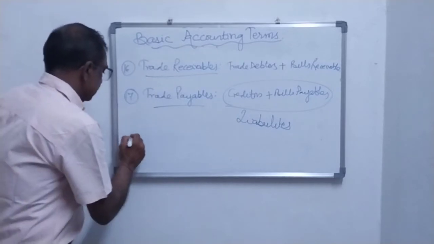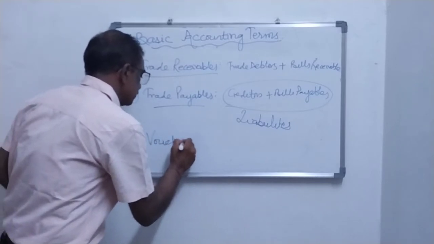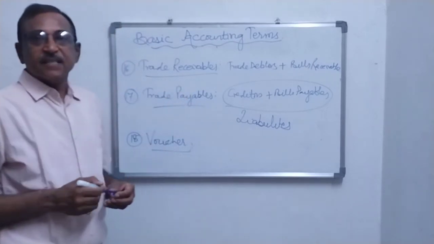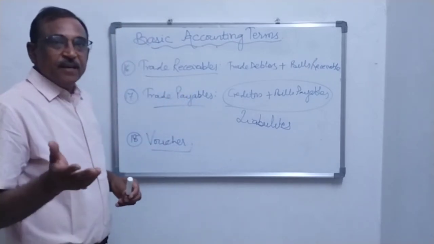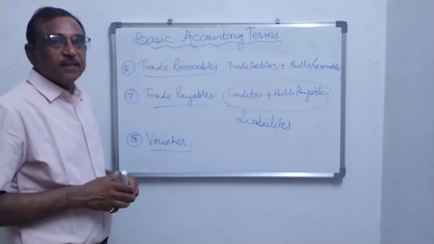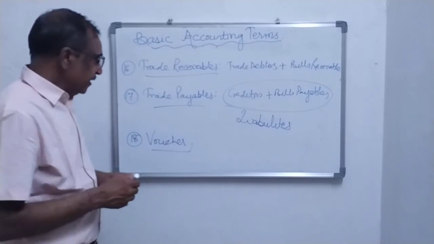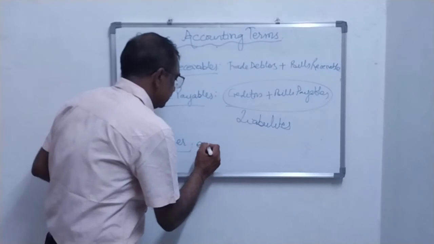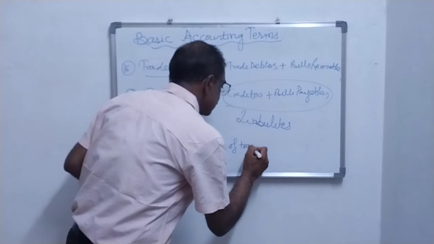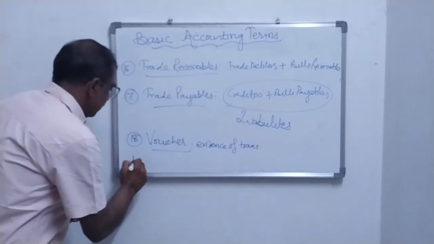Next is voucher. Voucher means evidence of transaction. It can be in the form of receipt, it can be in the form of debit note, it can be in the form of credit note, it can be in the form of invoice. Okay? Evidence of transaction. Okay? Now we move on.